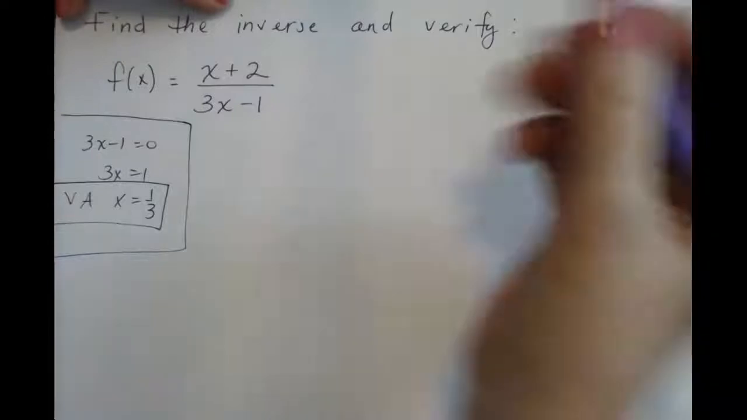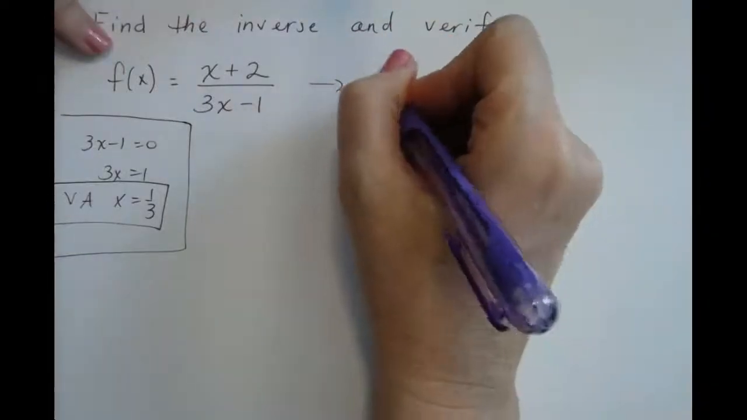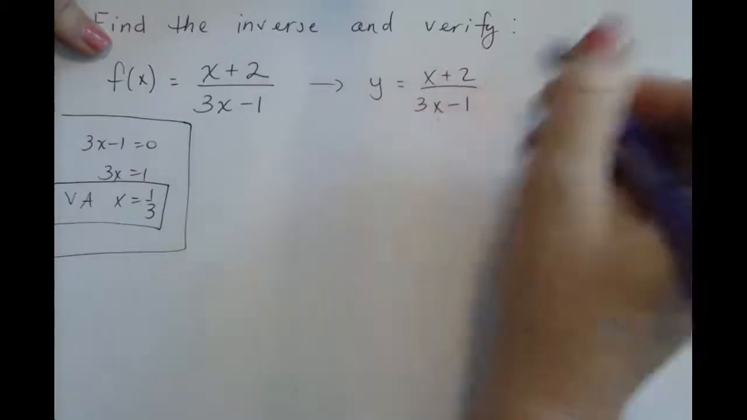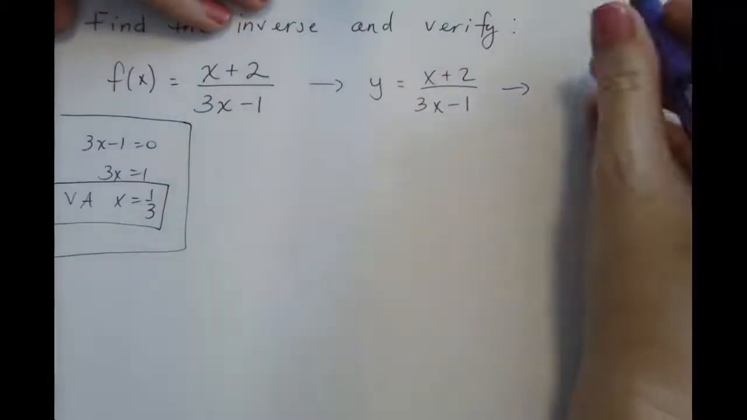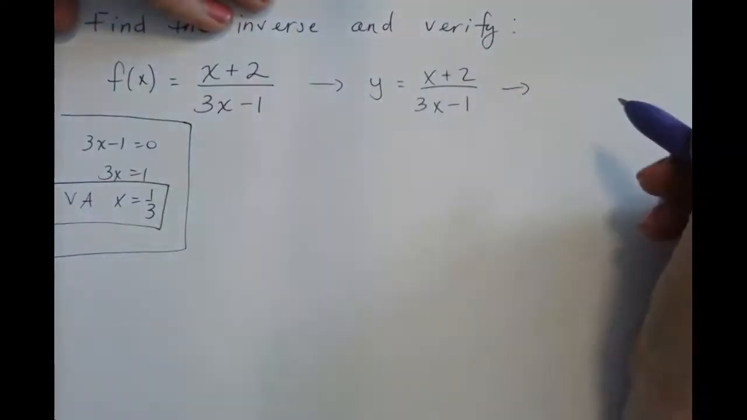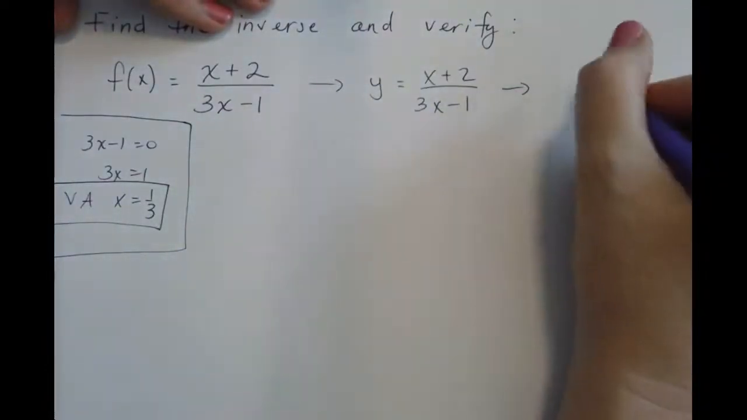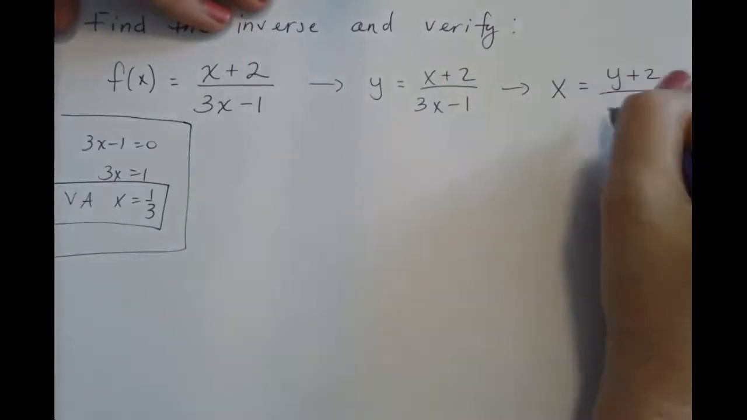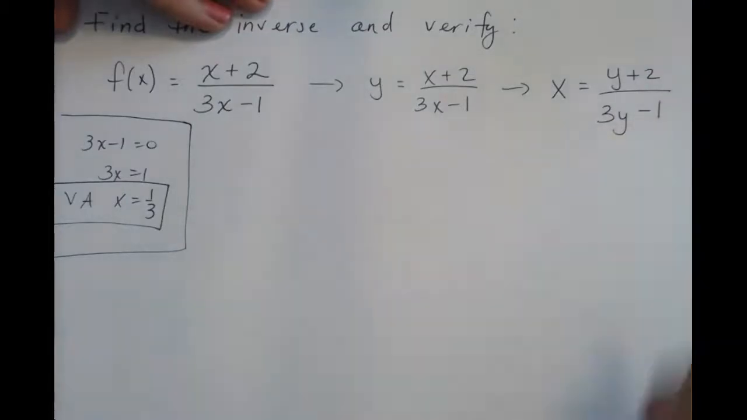So we're going to go through the steps. Step 1, replace f of x with y. y equals x plus 2 over 3x minus 1. Next step, swap the x and the y. Even though there's 2 of them, we're still going to follow the steps. So x equals y plus 2 over 3y minus 1.